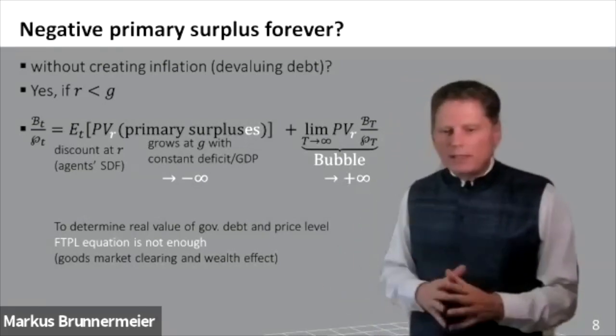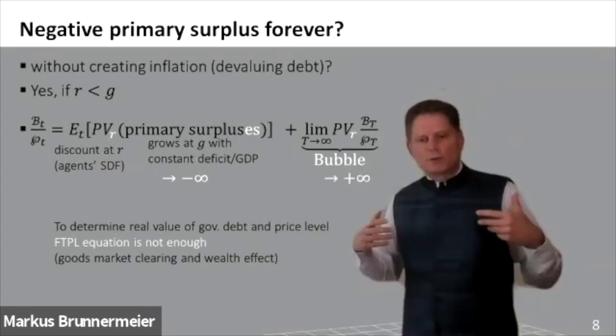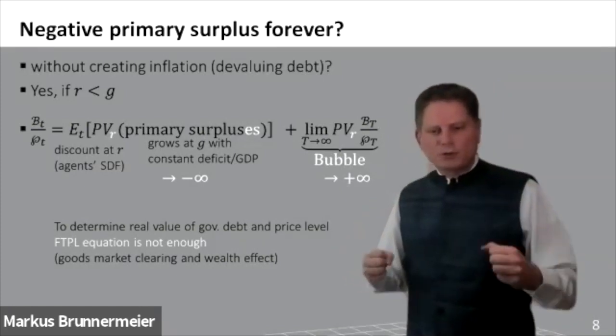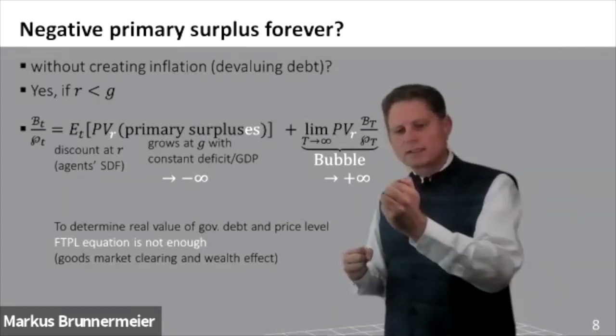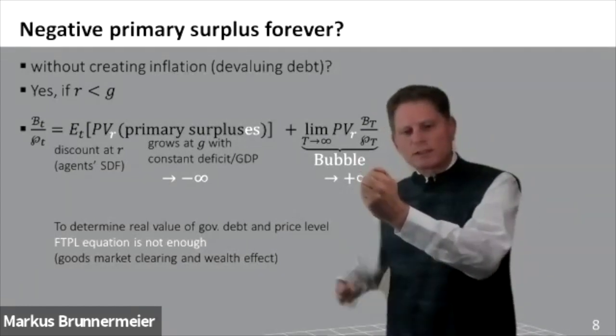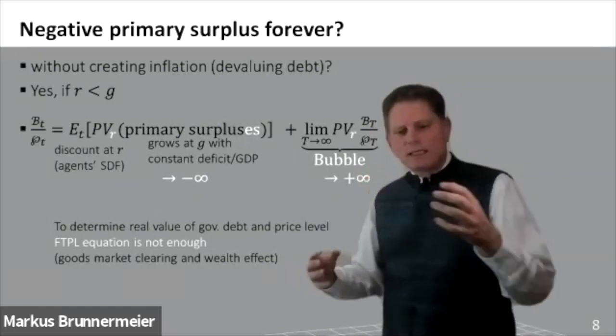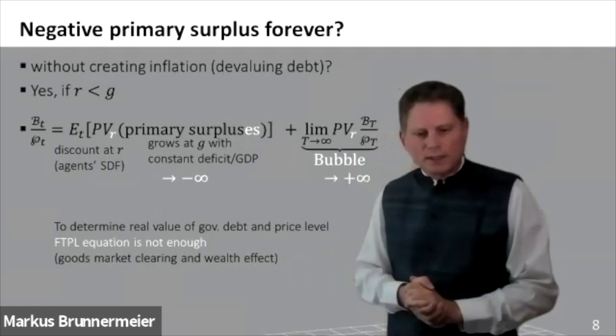And typically the way one sees it, if you have some debt to GDP ratio, if the debt has to be rolled over and you have to pay the interest, it grows at the interest rate R, but the GDP grows at the rate of G, then the ratio actually comes down over time.